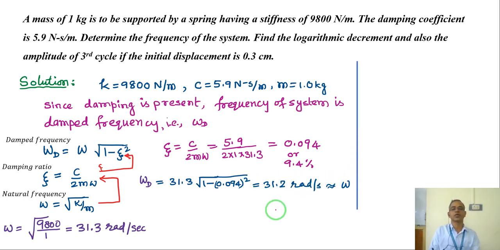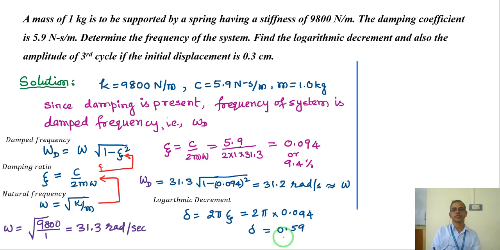So once I get the omega d, what is being asked? The logarithmic decrement. For the logarithmic decrement, the formula is delta equal to 2 pi xi. So xi is known to me, it is 0.094. So I get 0.59, and this delta, since he is asking me to find out the logarithmic decrement, I got it here.